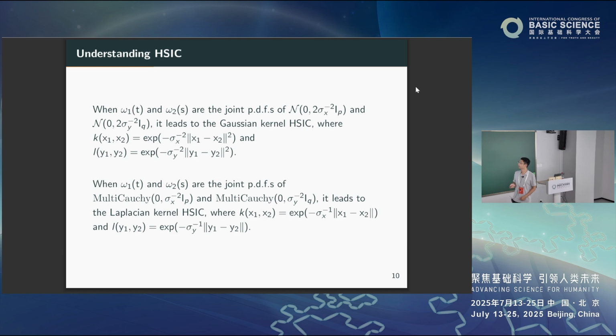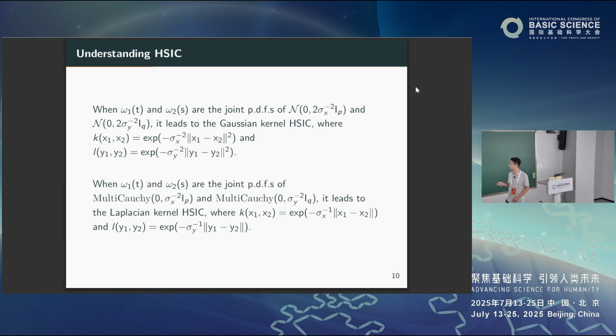So this result establishes how we choose the weight functions that result in the commonly used HSIC. For example, if the weight functions are chosen to be normal, it leads to the Gaussian kernel HSIC. If we choose the weight functions to be multivariate Cauchy, it leads to the Laplacian kernel HSIC.